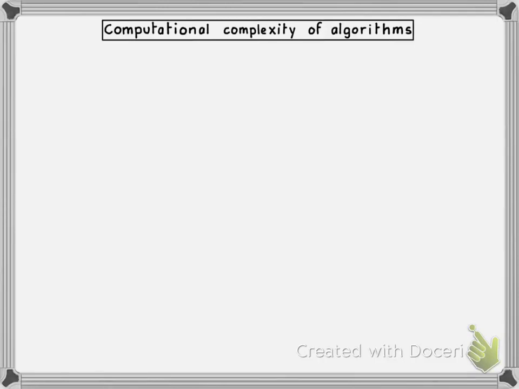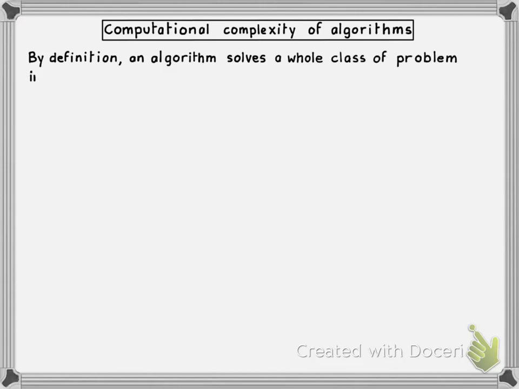Welcome to this lecture on the computational complexity of algorithms. In this lecture, we will apply our knowledge of the end behavior of functions to the analysis of the complexity of algorithms. Now remember that by definition, an algorithm is a precise procedure that solves a whole class of problems, or problem instances rather, and that does so correctly and in a finite amount of time.